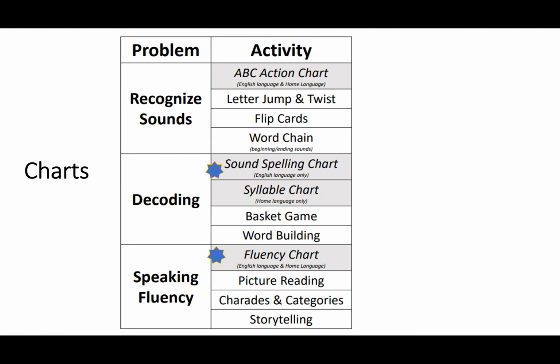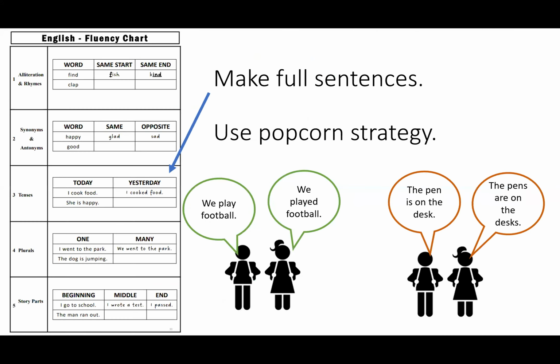It begins with an energizer. Energizers already happen. And we move to the charts. There are two different charts that you can use for para and story level children. You start with a fluency chart, which has the synonyms and antonyms and rhymes and all of that. And then you move to the sound spelling chart, which you use to build their spelling skills. On the fluency chart, just a couple of notes.